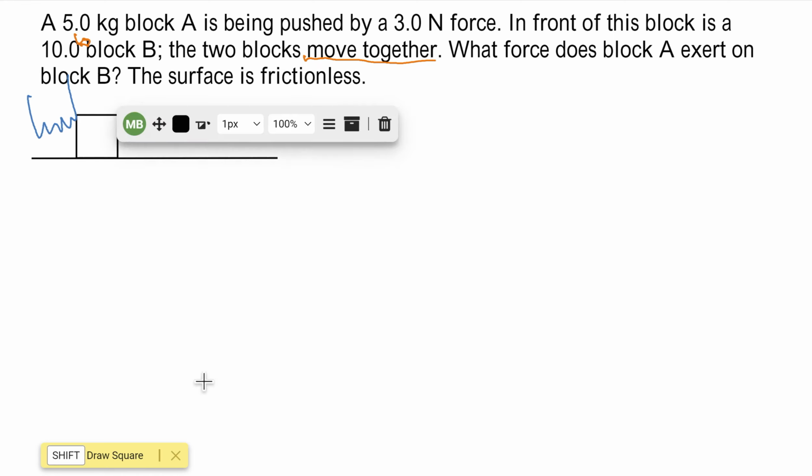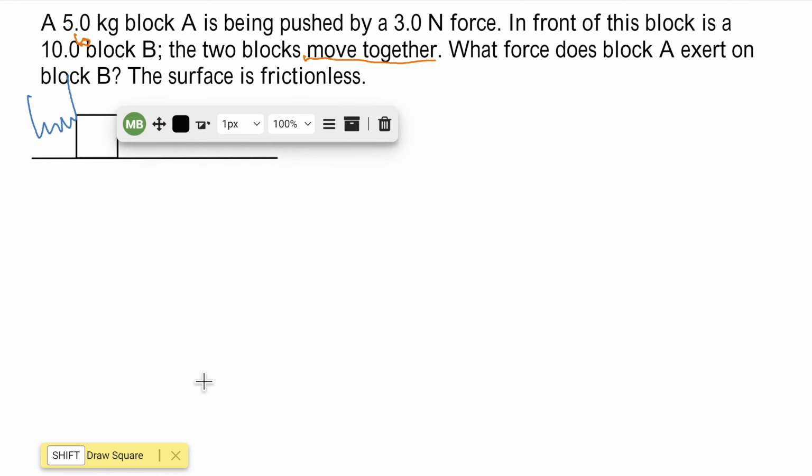So on block A, I have a weight down and a normal force up. That would be the weight of block A. I have a normal force up. Those should be the same. Normal force of block A.